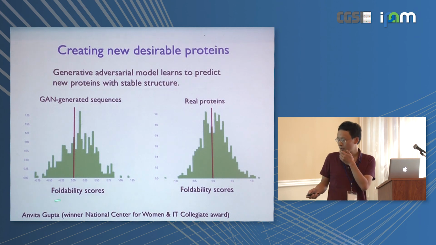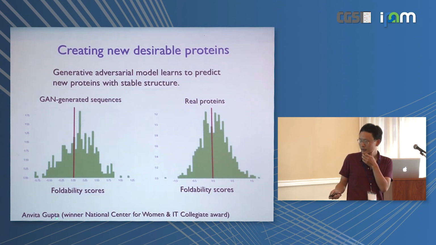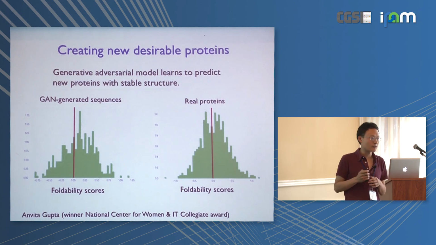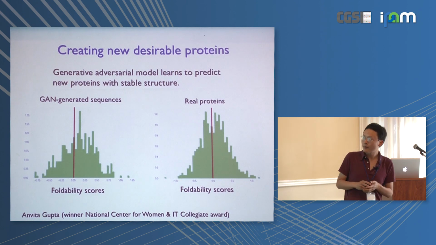I should give a shout out to my student, Anvita Gupta, who's an undergraduate at Stanford, and she won the national collegiate invention competition for building this generative model.